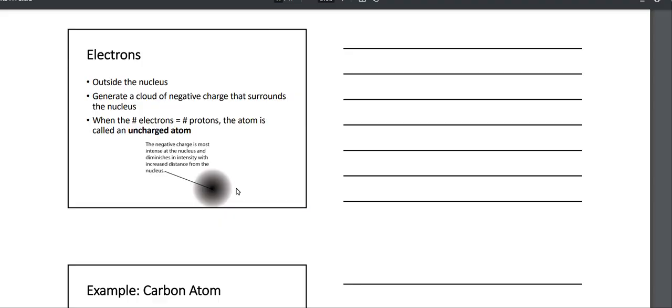The negative charge is most intense at the nucleus and diminishes; the intensity of the negative charge gets less and less as you get further away from the nucleus.